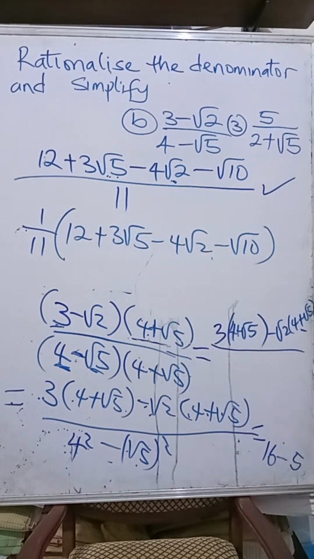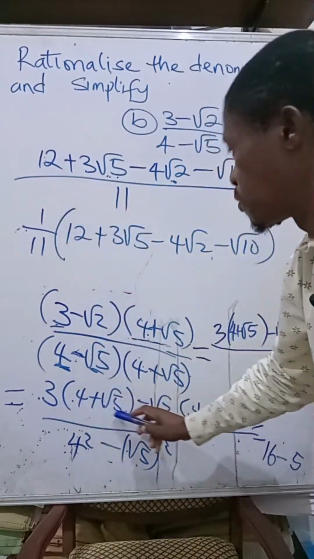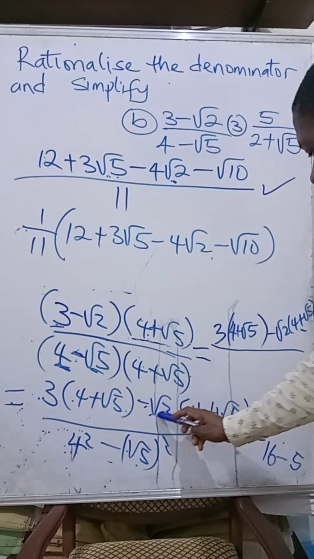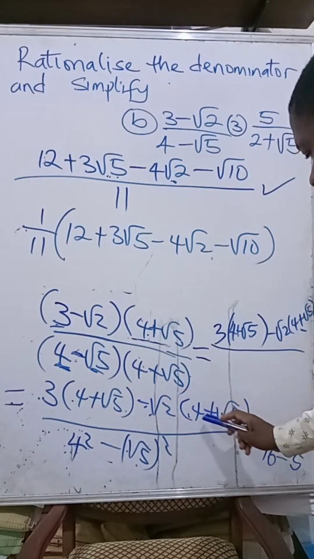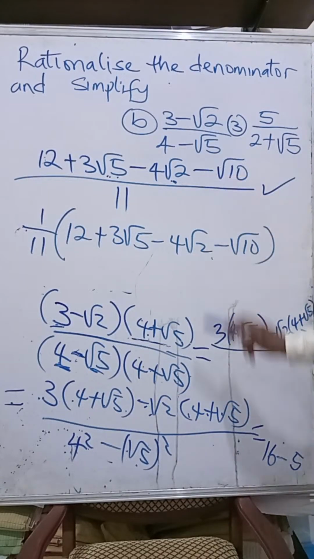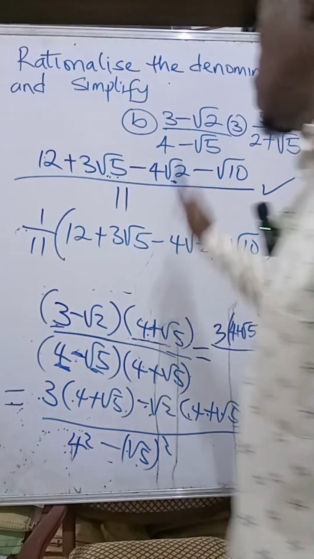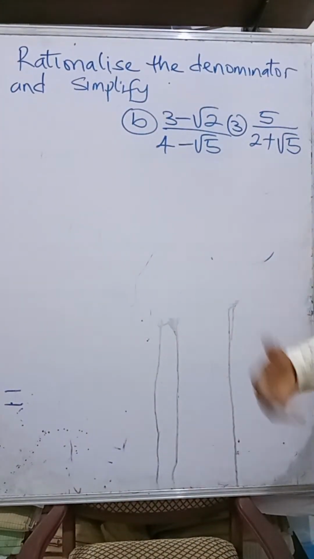And then the next thing we did is to do the expansion. 3 times 4, that's 12. 3 times root 5, that's 3 root 5. Minus root 2 times 4, that's a minus 4 root 2. Minus times a plus, that's a minus, and then root 2 times root 5, that's root 10. And that ends that second part: how to rationalize the denominator.